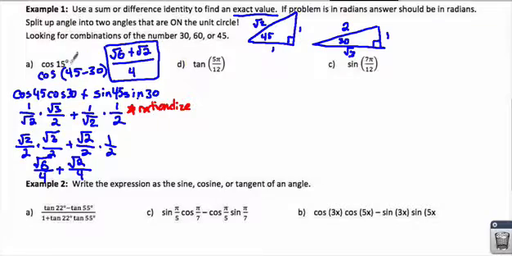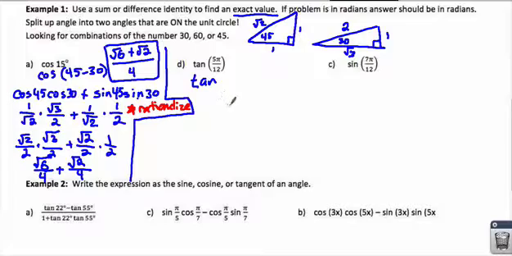It's going to be some decimal. That's why I'm looking for an exact answer here, because that is why we have to use the sum and difference to find an exact answer. Otherwise, you'd have to plug it in your calculator and you would get a decimal. All right, let's give another one a try.